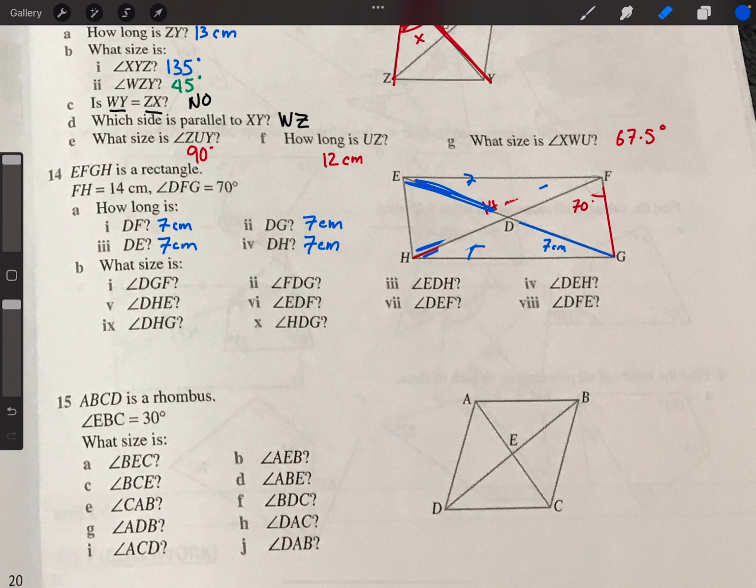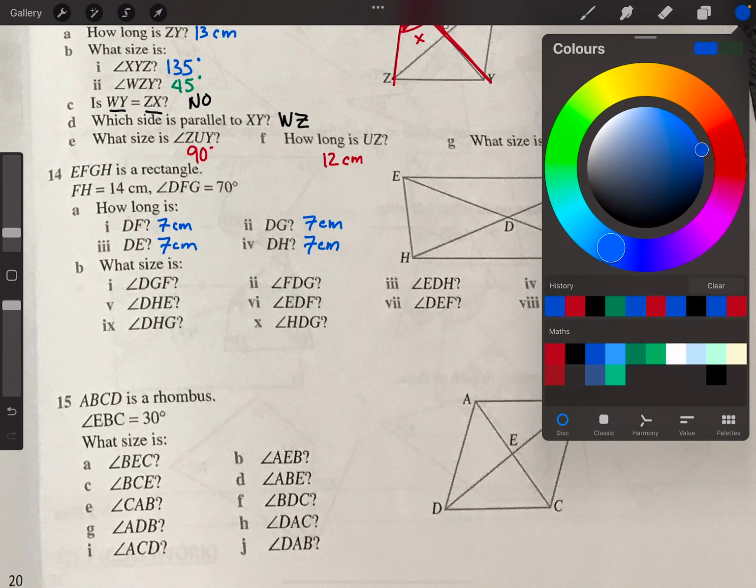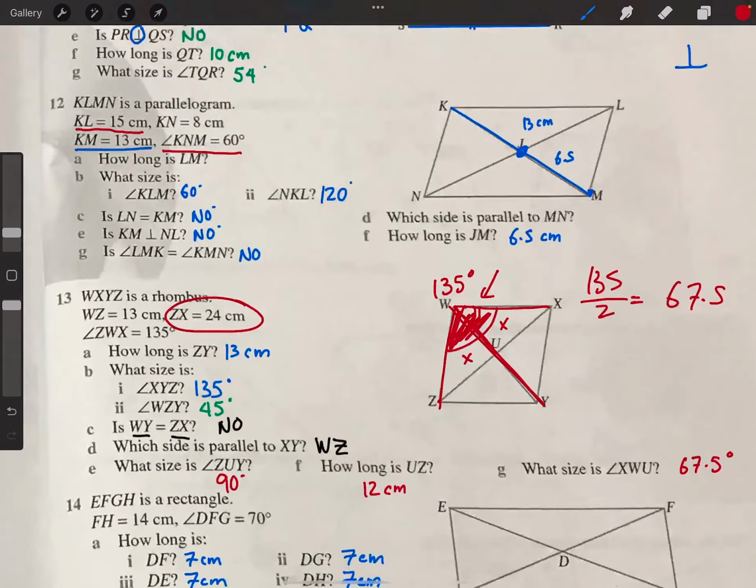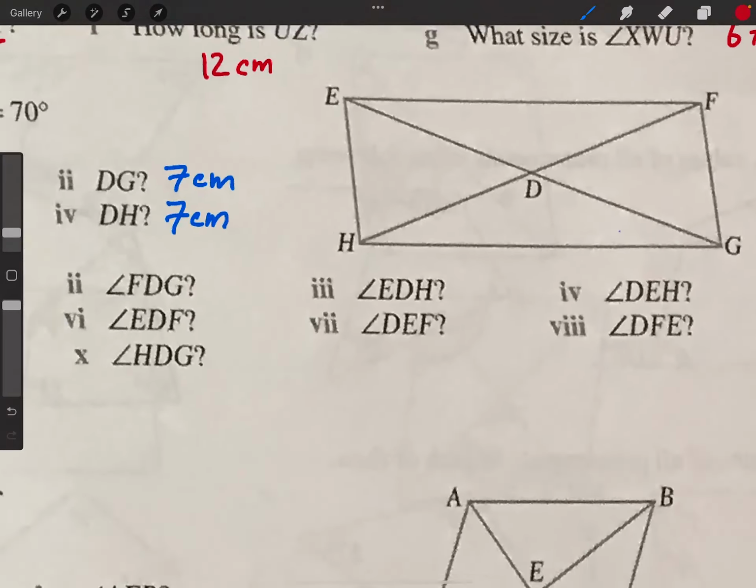Now let's rub this out. Next question says, what size is angle DGF? So let's see. Okay, let's try again.